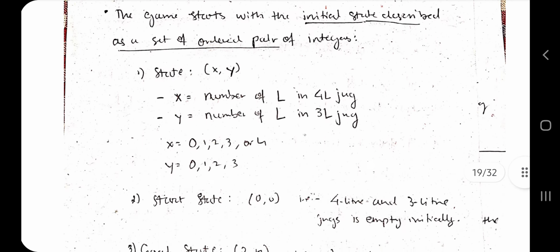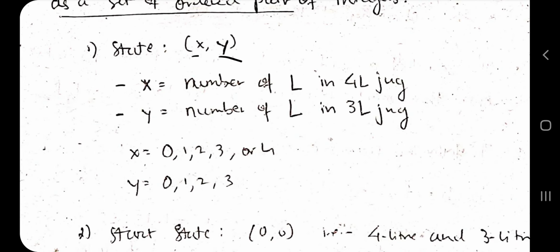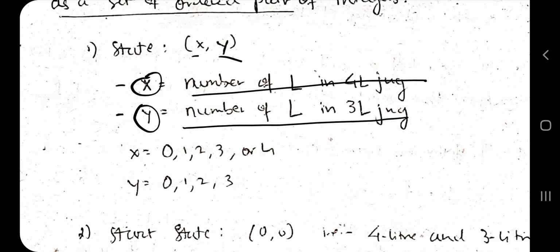So what is the state first of all? The state will be defined by two parameters here. X is the number of liters in the 4-liter jug. Y is the number of liters in the 3-liter jug. These two things you have to define.